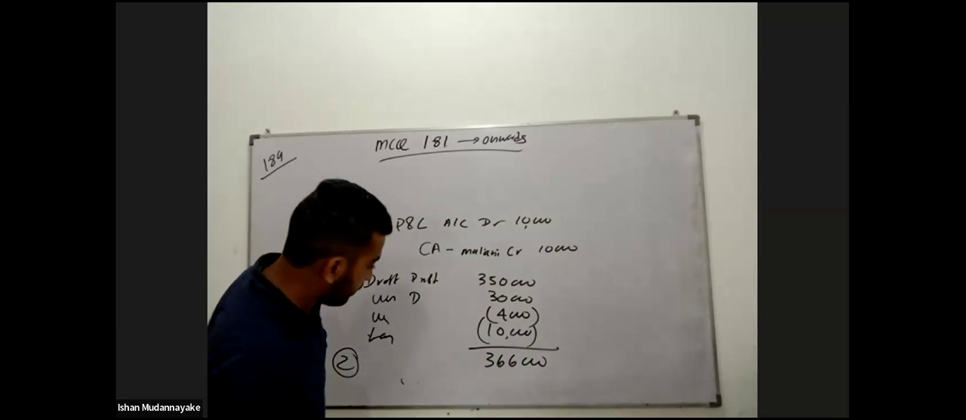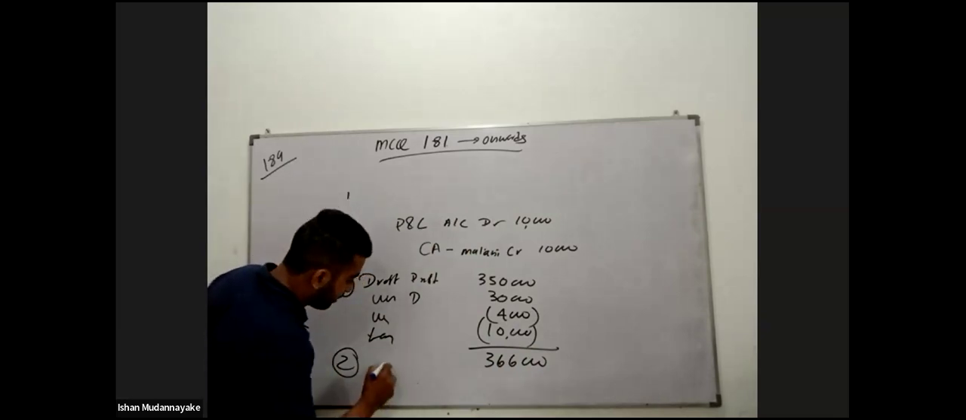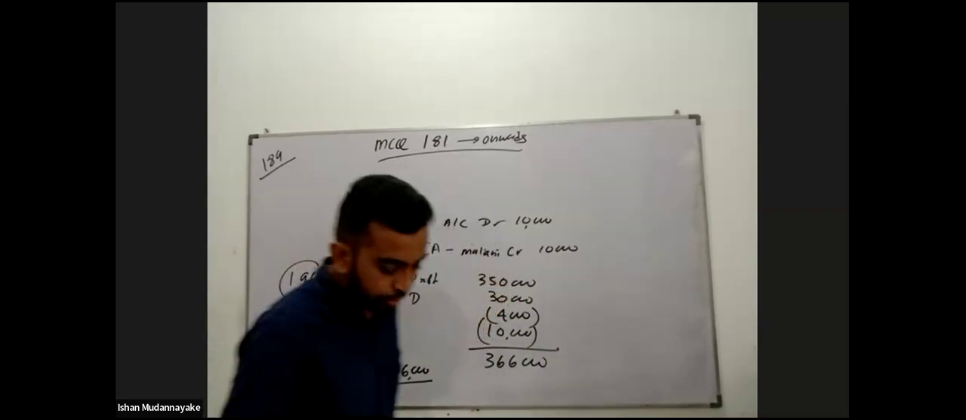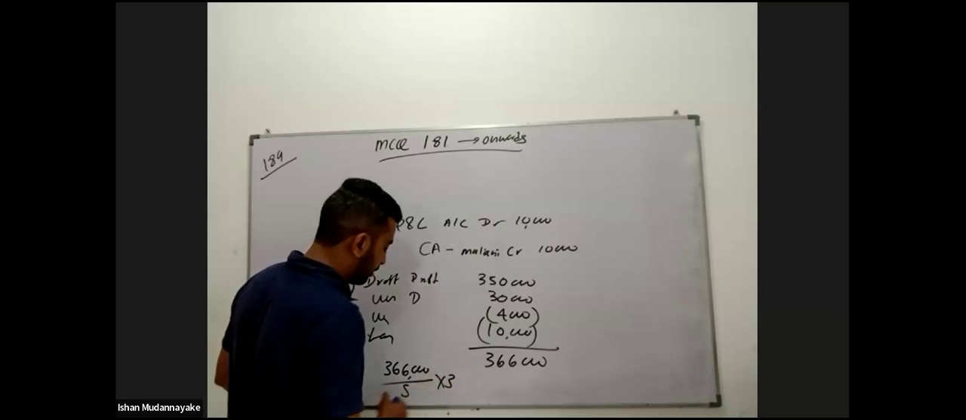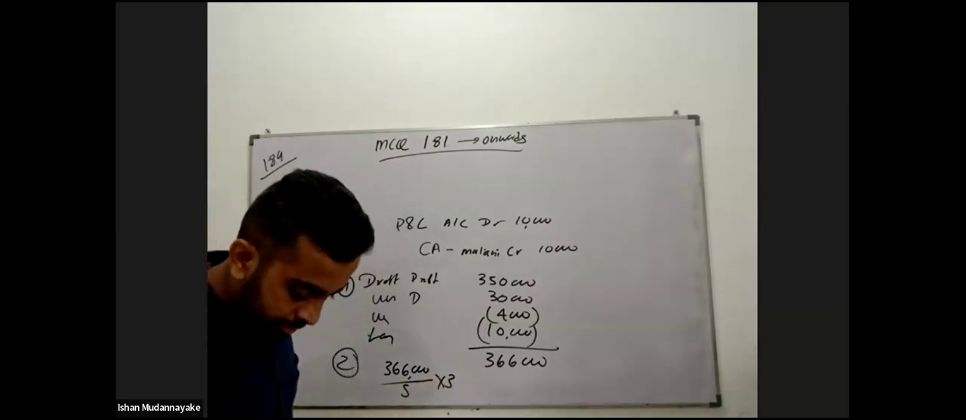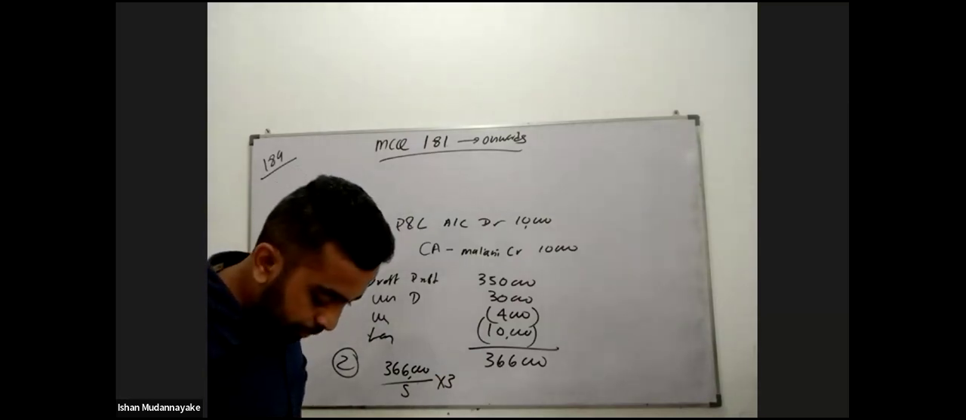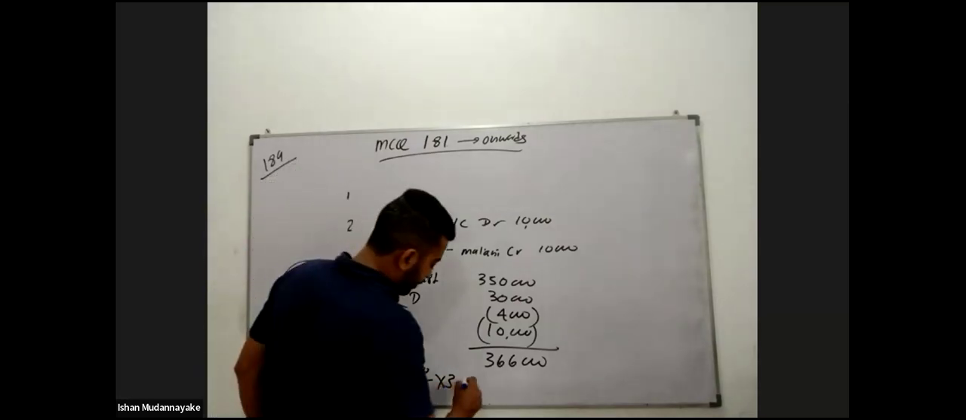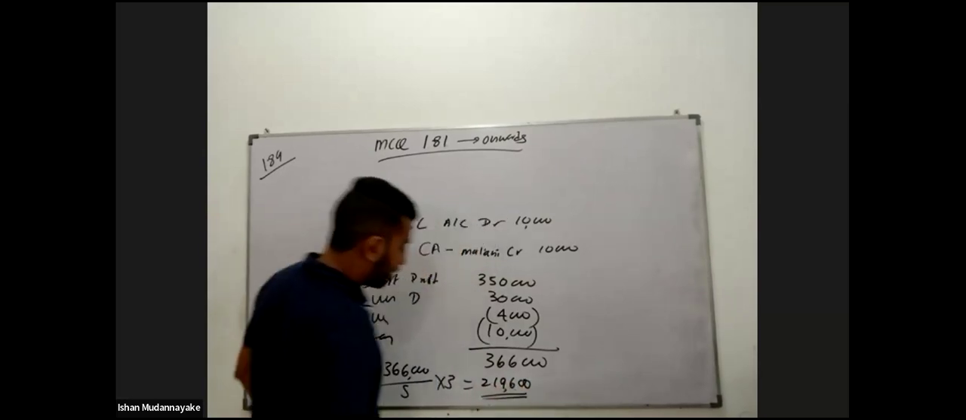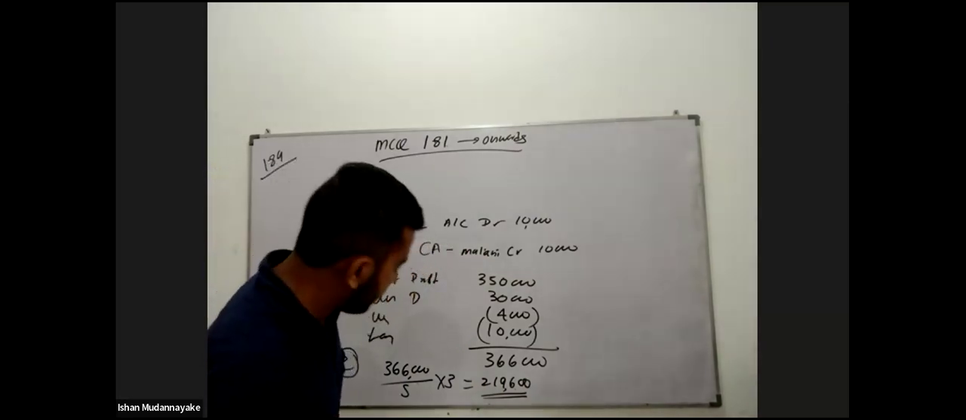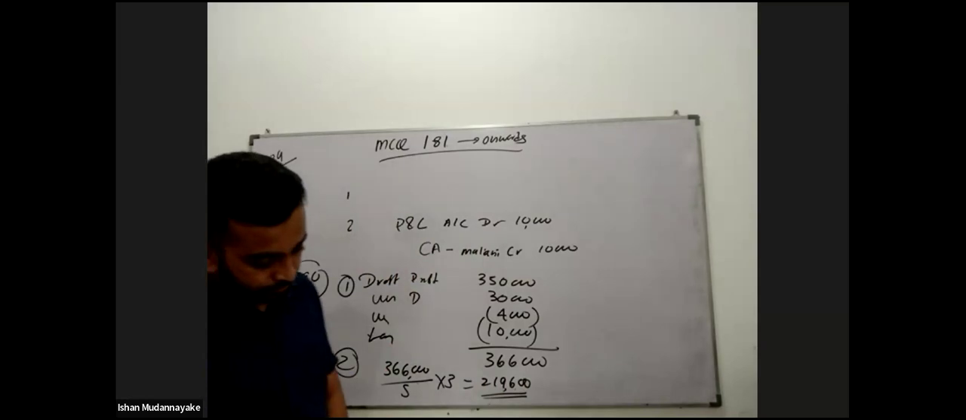190, second one: Malini's profit share. Divide by the profit sharing ratio 3:2, so 366,000 divided by 5 multiplied by 3. Profit share of Malini is 219,600. Total profit share of Malini: there is no salary, no interest on capital. Therefore, 219,600 is the profit share of Malini.